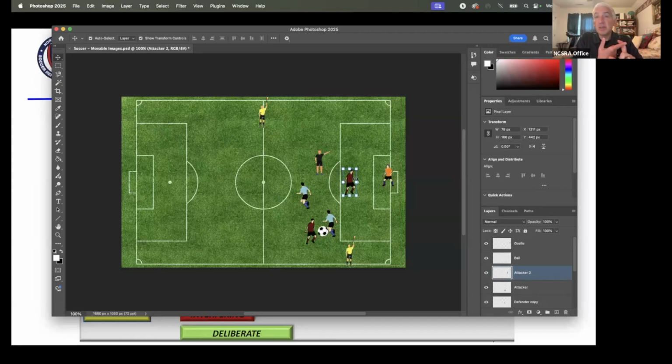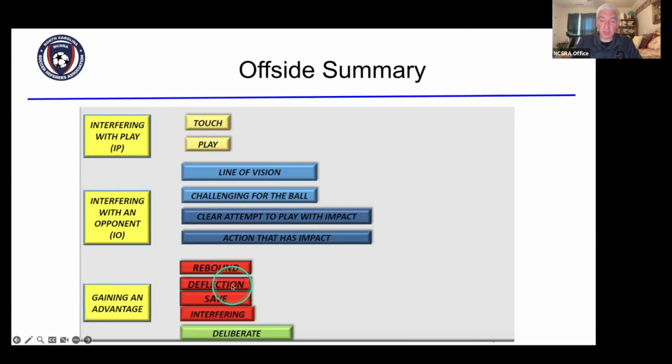One is the skill set of the players. If this is recreation, it's probably going to be a deflection. Even if the guy's standing here, it probably still would be a deflection. If it's MLS Next Pro, and then the other one is the age of the players. U12, probably going to be a deflection. U19 or something higher, you have to take all the criteria into consideration. So that is this part here. If it is a deflection, it is offside. If it is a deliberate play, then it is onside. We'll have a clip to go over that here in a minute. Questions so far?